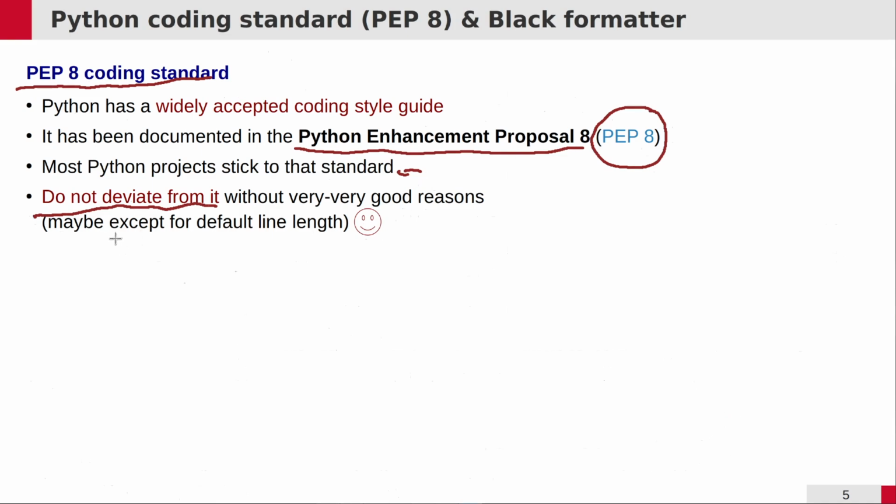Maybe the only debatable thing in this PEP8, which many people do not follow exactly, is the default line length, which is 80 in PEP. If you're using a wider screen, some people usually find longer lines, me as well, longer lines more comfortable and better to work with.